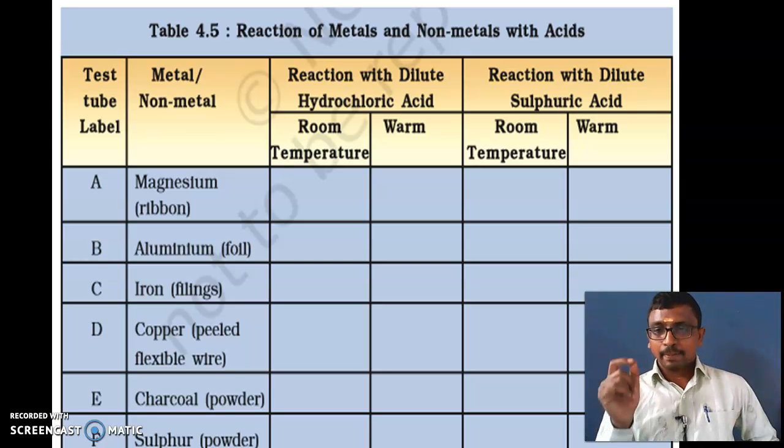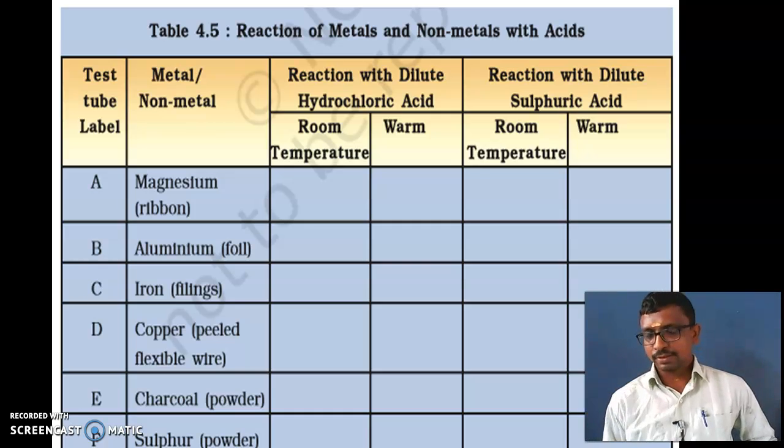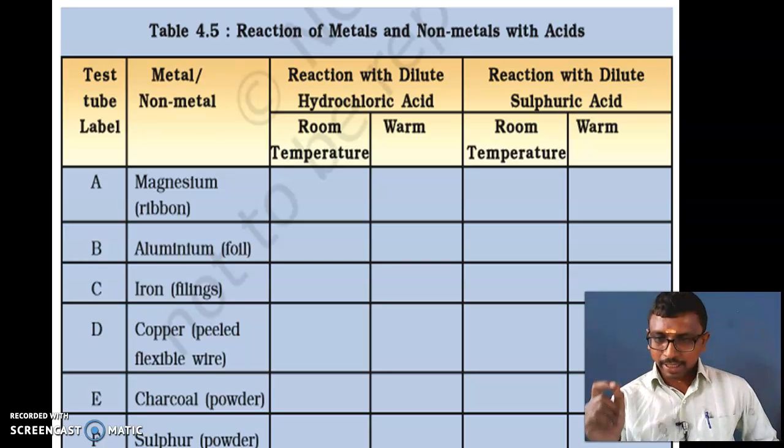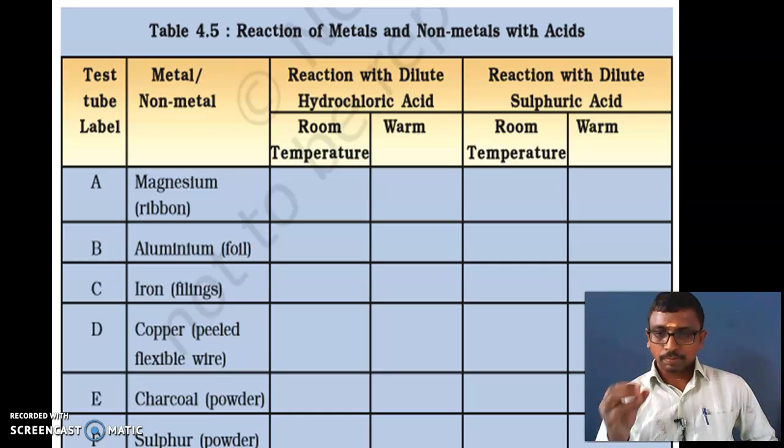So generally, when a metal reacts with acid, it will liberate hydrogen gas. How can we identify the hydrogen gas? We have to keep a burning matchstick at the mouth of the test tube, and it will produce a pop sound. The pop sound indicates that hydrogen gas is liberated. So with this experiment, we can easily identify whether hydrogen gas is liberated or not.